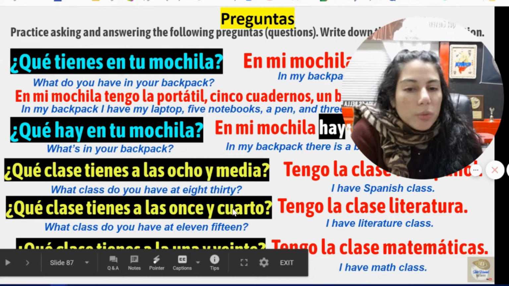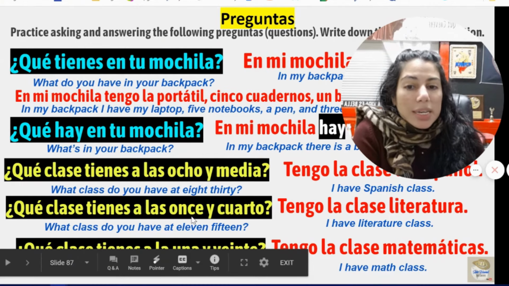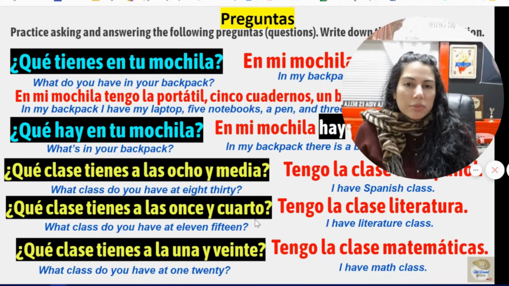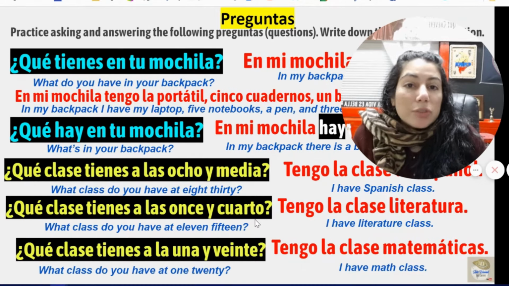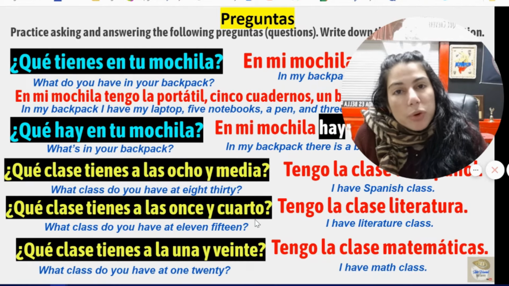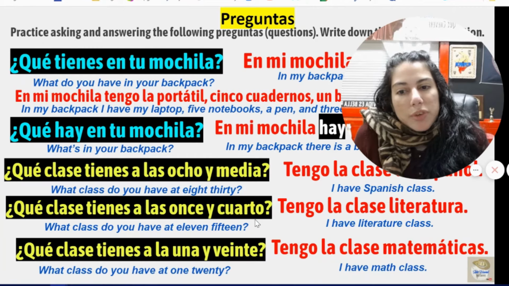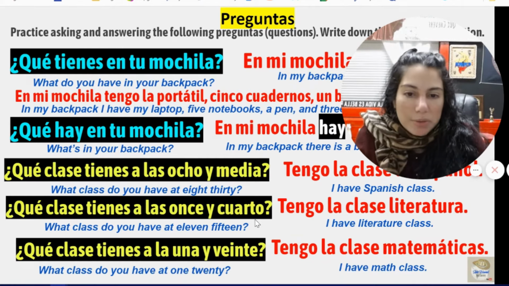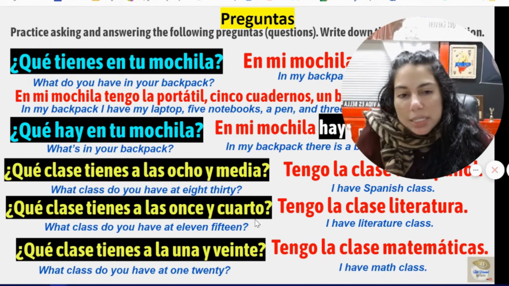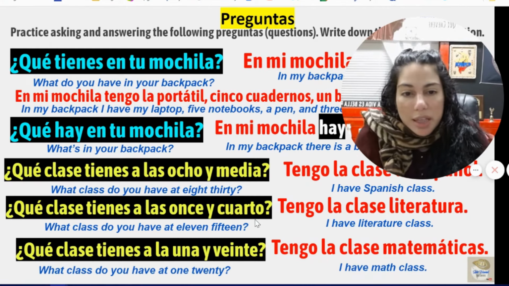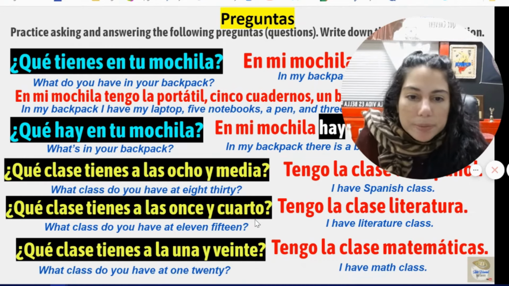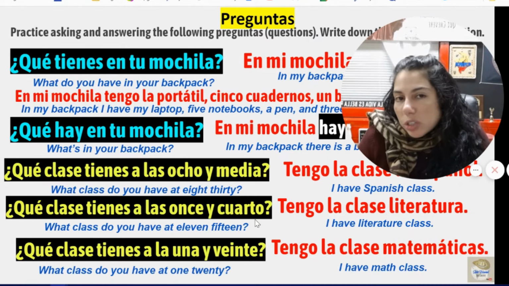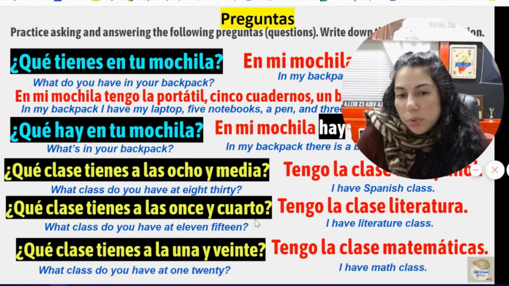Another word we use in Spanish when we're talking about time is cuarto. So cuarto is quarter. So quarter is 15 minutes in an hour. If you think about it, an hour has 4 quarters. 15 minutes times 4 equals 60 minutes. So if I say, ¿qué clase tienes a las 11:15? So 11 and a quarter, or 11:15. You would say, tengo la clase de literatura. I forgot to put de there, but it should be tengo la clase de literatura. I have literature. And so we use media, we use cuarto, or you can just say a las 11:15 if you want to.